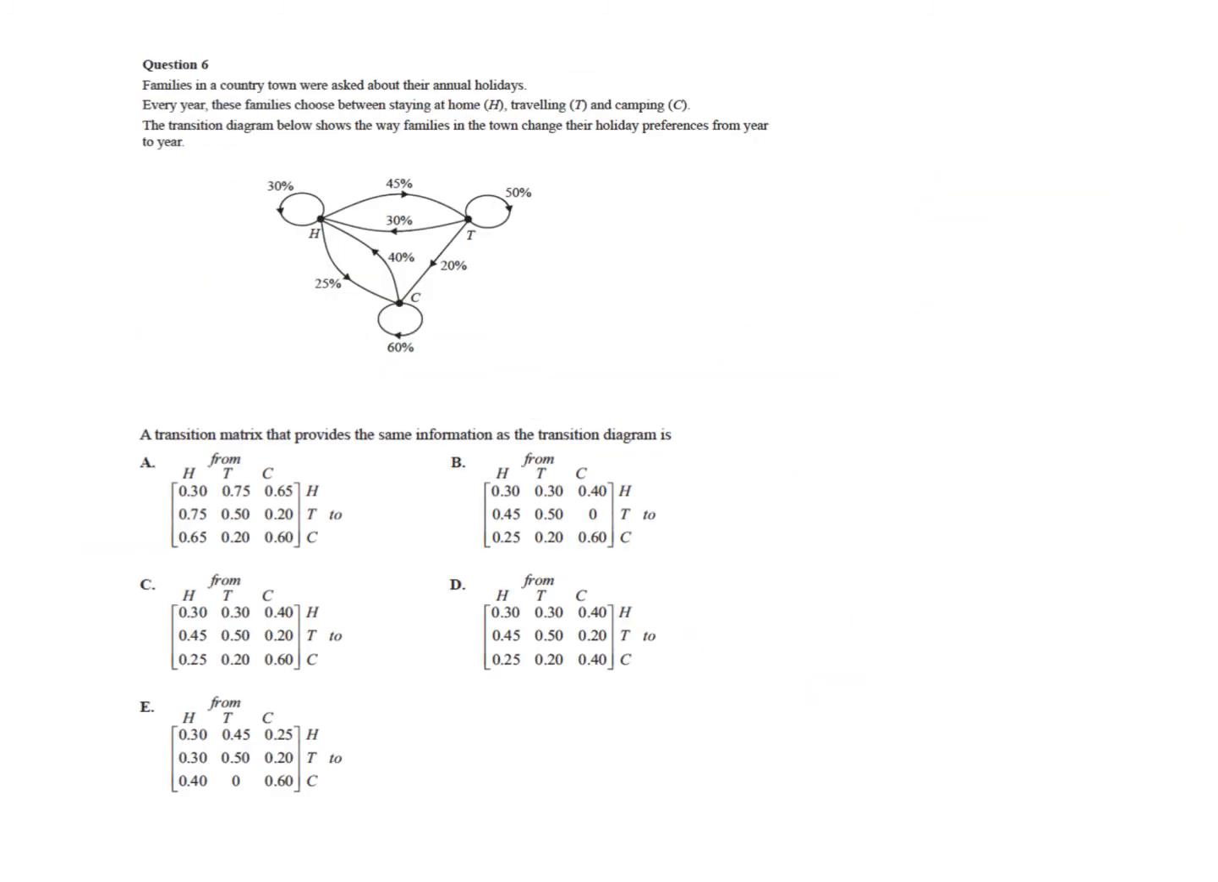Okay, families in a country town were asked about their annual holidays. Every year families choose between staying at home, travelling, or camping. And the transition matrix is given, the transition matrix that provides the information in the above diagram. So we're just going to practice this. We've got 3 states we can be at. Looking down here, they're doing home, travelling and camping that way, so I'll do home, travelling, camping the same way.